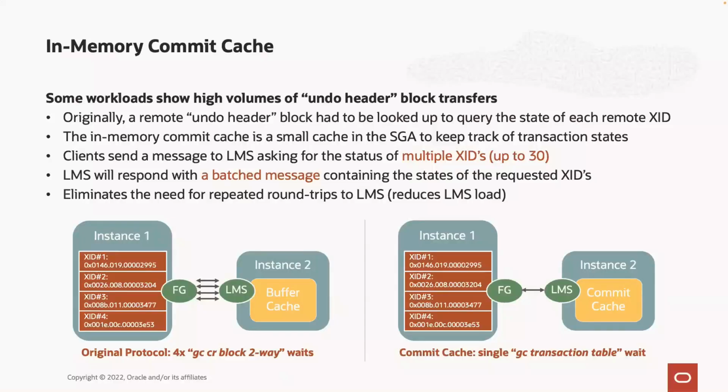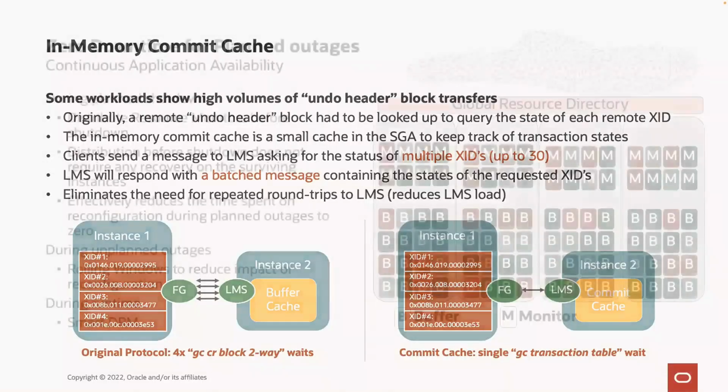So initially, before this feature, if you run a workload in, say, a pre-19C environment, you would see these GCCR two-way waits, and now you would be seeing more of GC transaction table wait. But remember, our messaging is reduced. So it's not just the wait event we have changed, we also optimized it so that the wait event is waited upon for a much lesser amount of time.